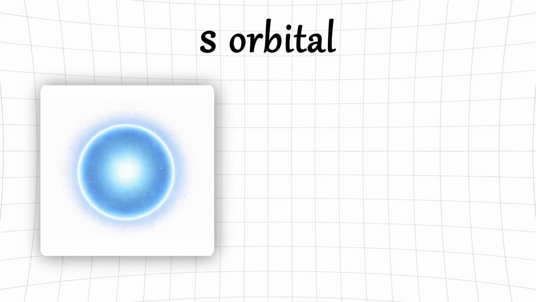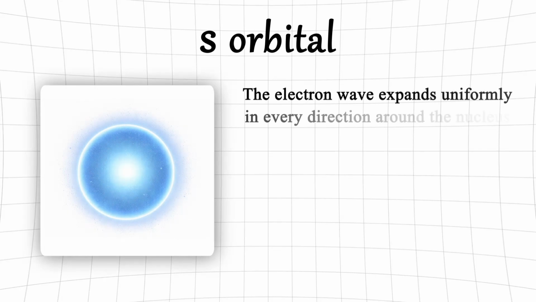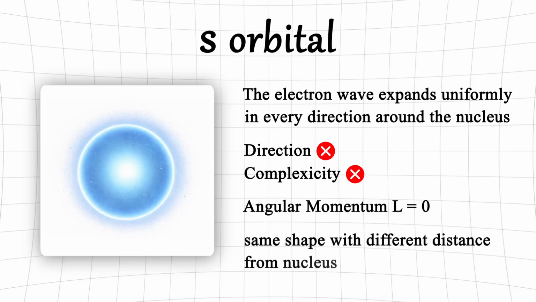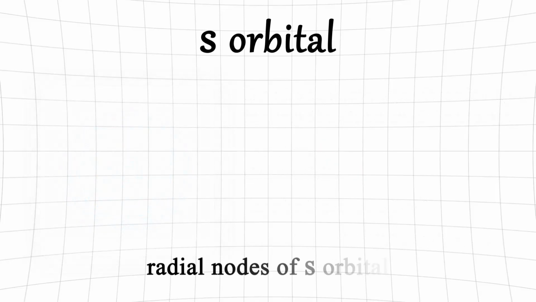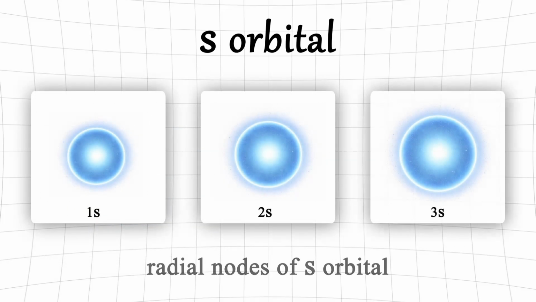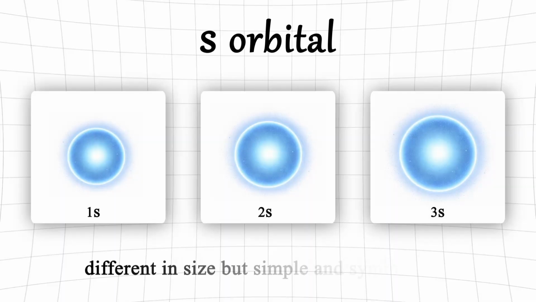Why? Because the electron wave spreads equally in all directions from the nucleus. No preferred direction, no angular complexity. So the value of l for the s orbital is 0. That's why every s orbital is always round. The only variation is distance from the nucleus. Radial nodes of s orbitals like 1s, 2s, 3s, etc., just differ in size. Simple, clean, and symmetrical.